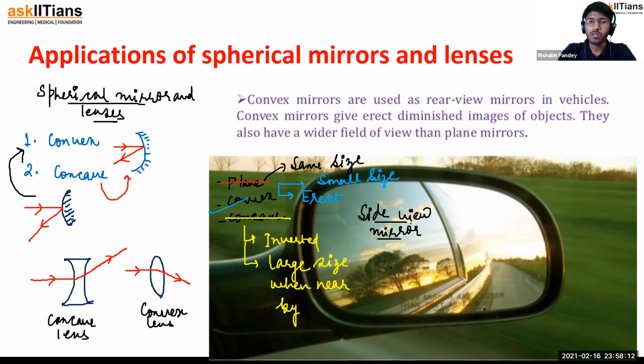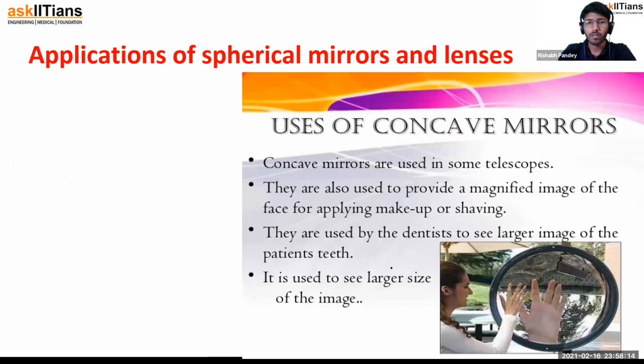If I move forward to the other cases, that is the uses of the concave mirror, what are the uses of the concave mirror? The first is that concave mirrors are used in some telescopes, right? Why do we use a concave mirror? Because when the object is very large and I want to find a very small image of it, in that situation a concave mirror is a good option, isn't it?